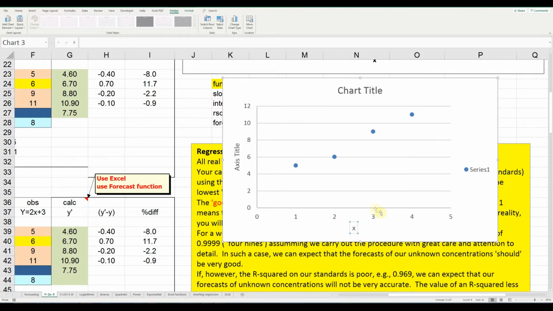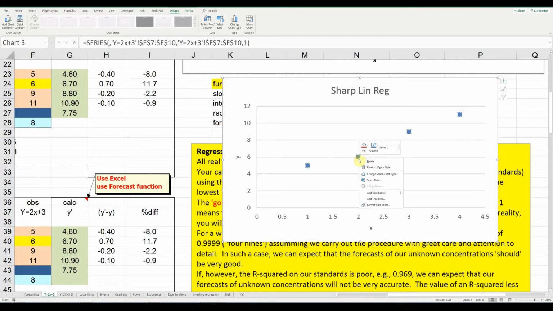In this case, we'll just call it X. Do the same for the Y values. Select it, click a second time till you see the cursor, Control-A selects it, type in Y. What do we call this chart? Let's call it Sharp Lin Reg, Linear Regression. We don't need this legend because there's only one data set. All right, so now right-click on any one of the points and choose Add a Trend Line.